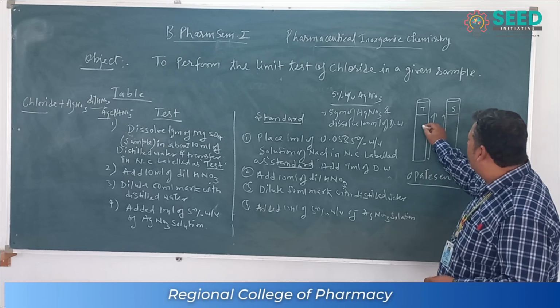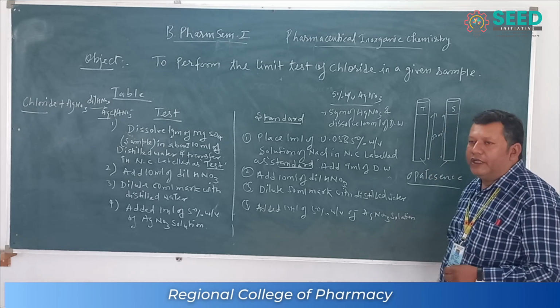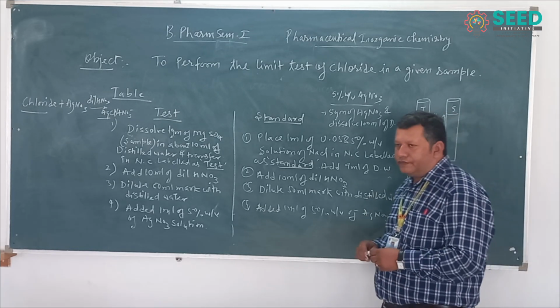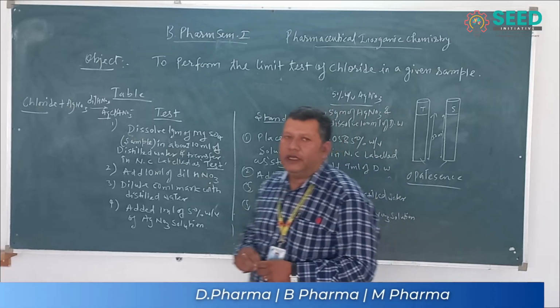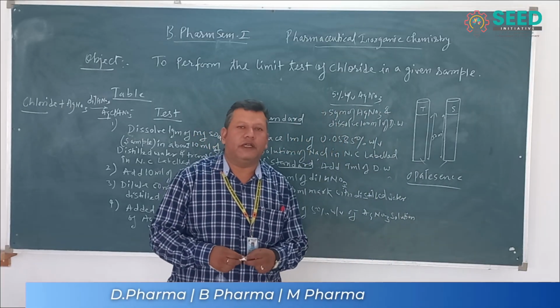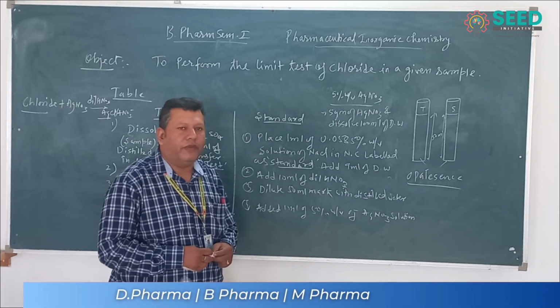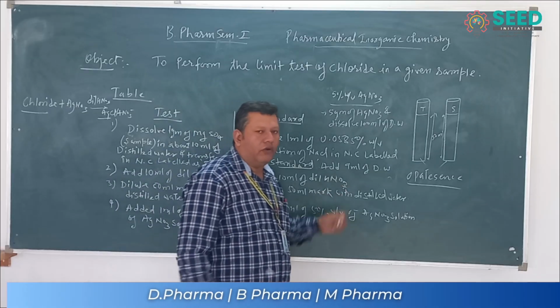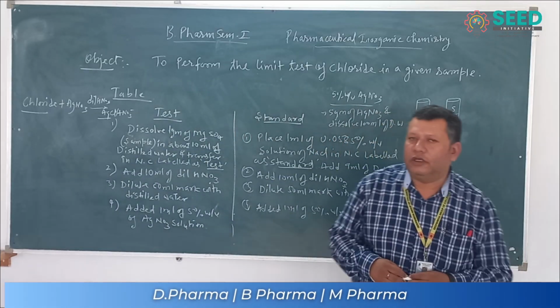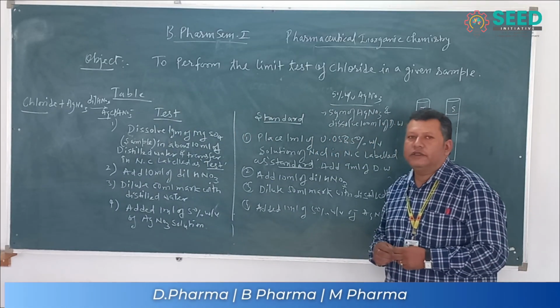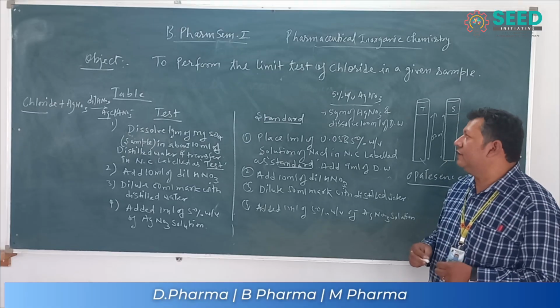So first we compare the opalescence of this test and standard. If the test opalescence is less as compared to the standard, that means the test will pass, because the chloride impurity in the test Nessler cylinder is less as compared to the standard.